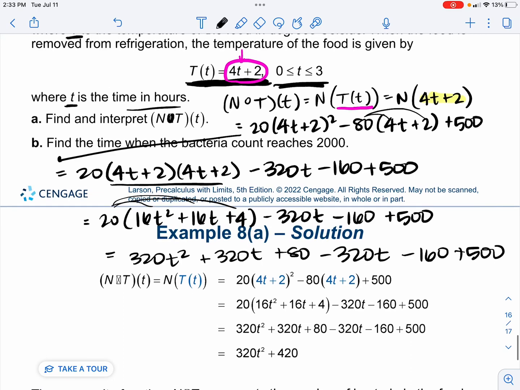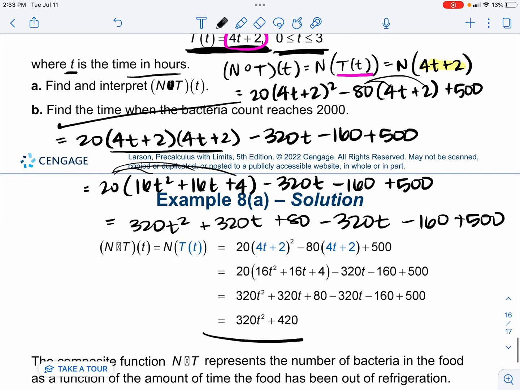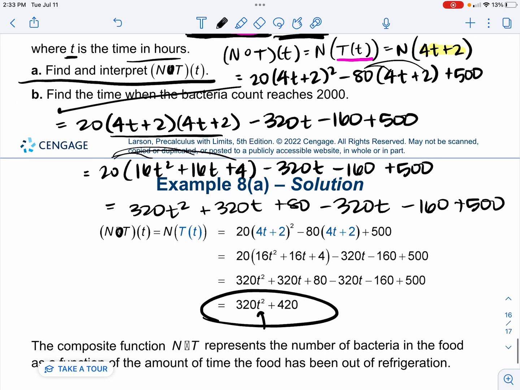If you combine all the like terms, there's what we get. The typed solution is already there for us. It's 320t squared plus 420. So that was part A. It says find and interpret, so there we found it. The interpretation would be small t is the number of hours the food is out of the fridge. So I would say this function represents the number of bacteria found in the food after a certain number of hours. So if it's out for 2 hours, you plug in a 2, you'd get the number of bacteria.